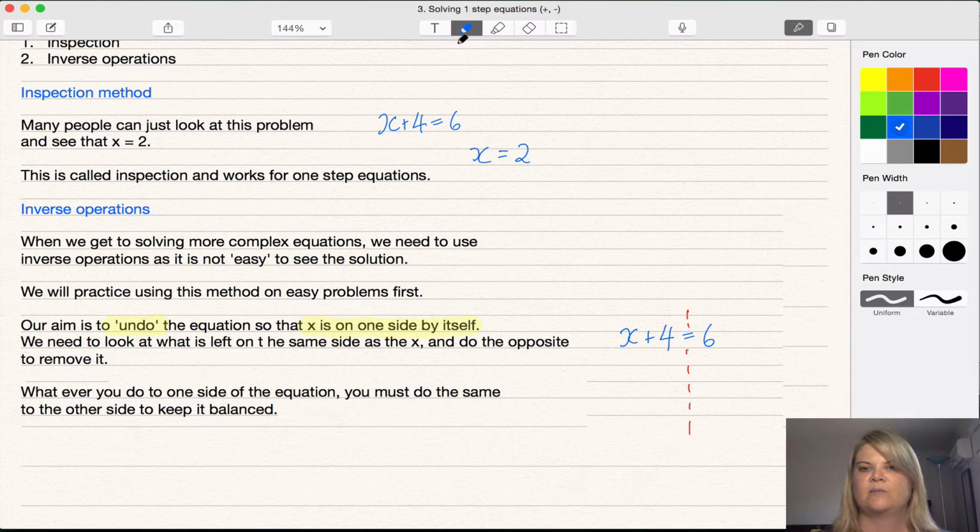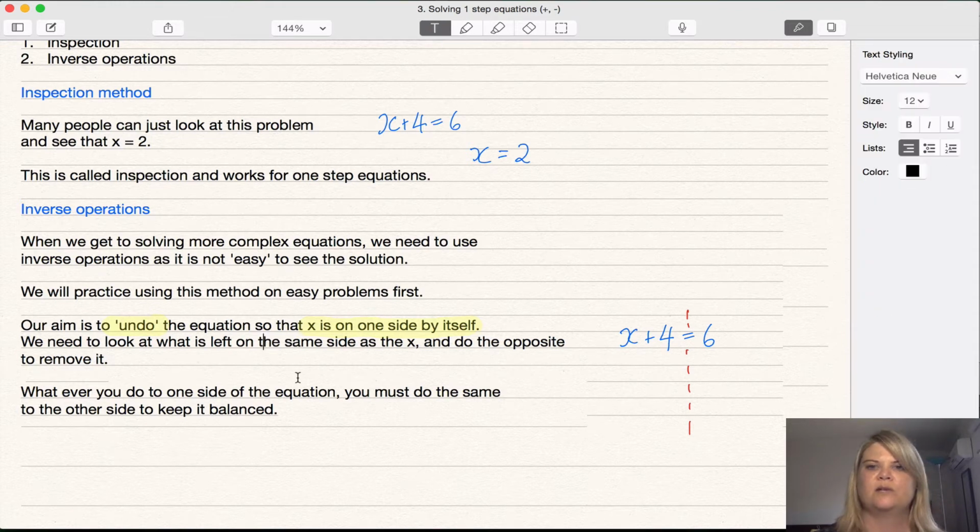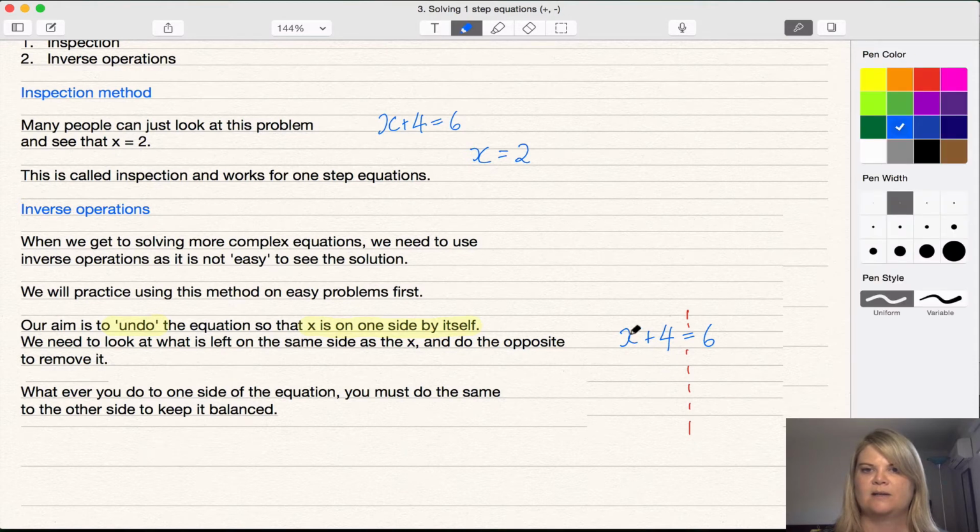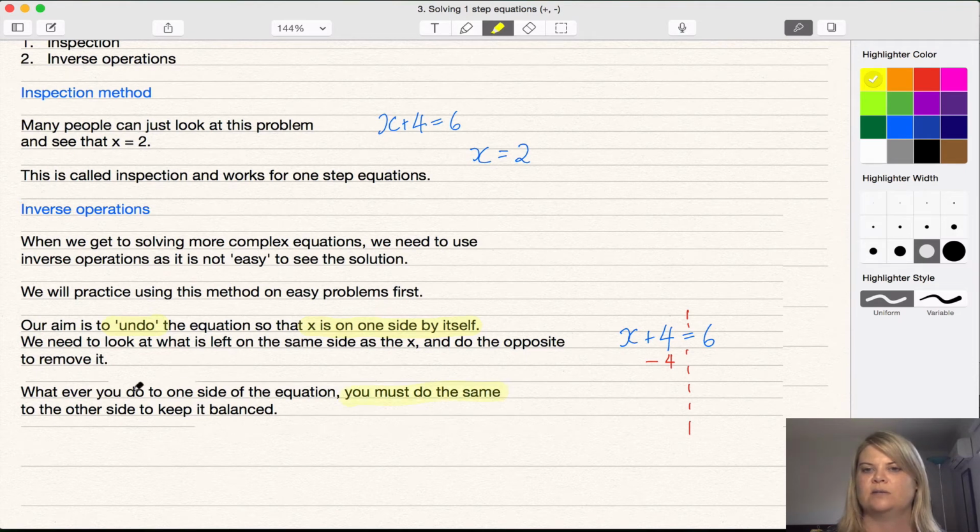So we've got an x with a plus 4. The opposite of plus 4 is -4. So we put it down in little writing right underneath the one we're taking away. You can use a different colour pen, or you can use the same colour pen if that works for you as well. Here's the magic rule when we're using inverse operations. Whatever you do to one side of the equation, you must do the same to the other side to keep it balanced. So we've done a take away 4 here, so we need to do a take away 4 on the other side of the equal sign.